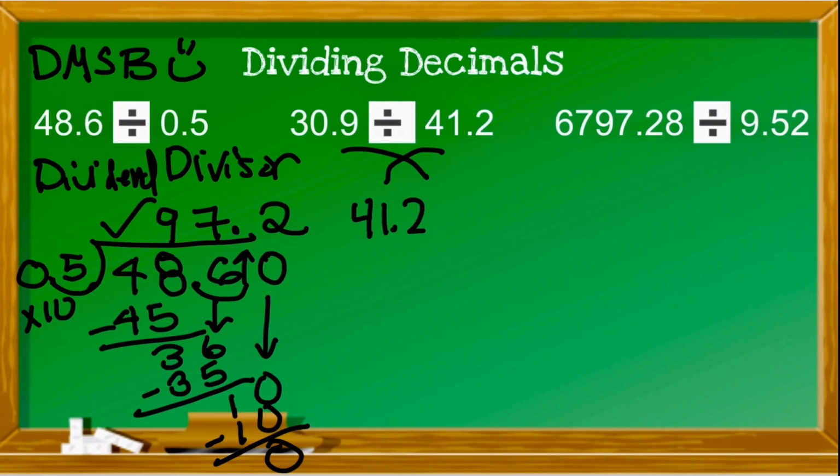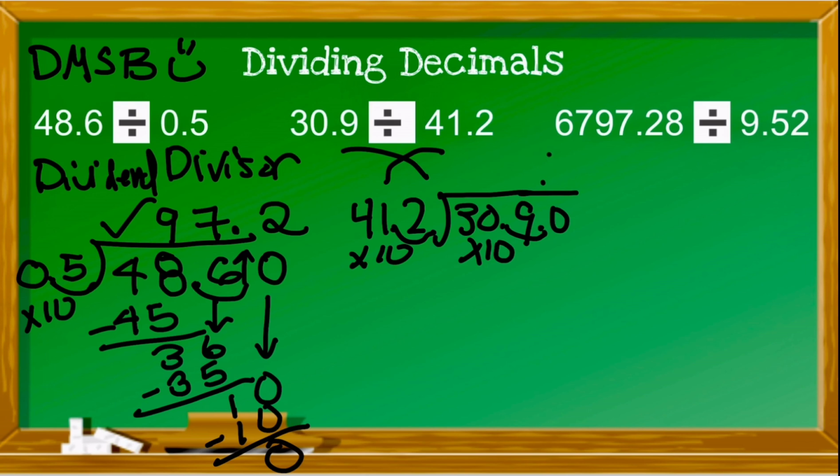Notice in this problem that my divisor is bigger than my dividend, which means my answer is going to be less than 1. Again, in this case, I'm going to multiply by a power of 10, and I do the same in the dividend, moving that decimal one place. In this problem, I need to add a decimal and a 0, put that in the quotient, and I can fit 7 groups of 412 into 3090.